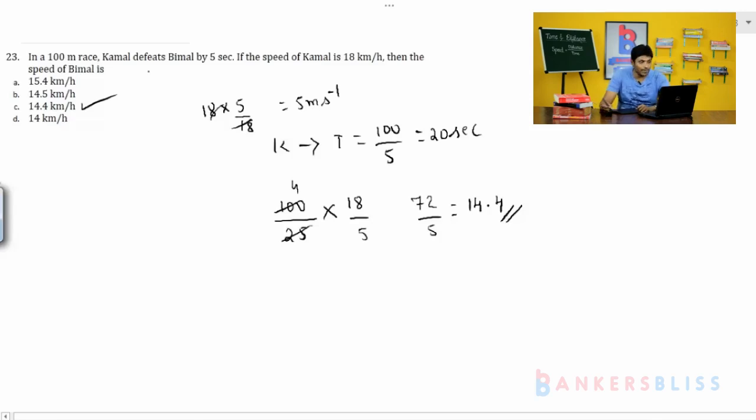How much time is Kamal taking? 20 seconds. Bimal is taking extra 5 seconds. See, Kamal defeats Bimal by 5 seconds, means Bimal is taking extra 5 seconds to reach the same destination. So Bimal is taking 25 seconds. So 100 by 25, we are going to get meter per second, but we have to convert that into kilometer per hour, so into 18 by 5. After simplifying, we got 14.4. So option C is the right answer.